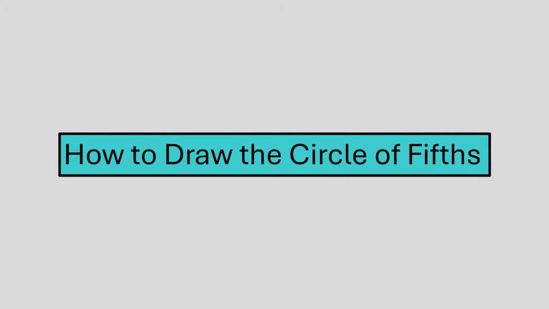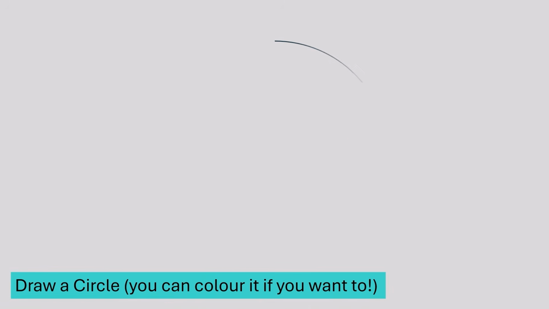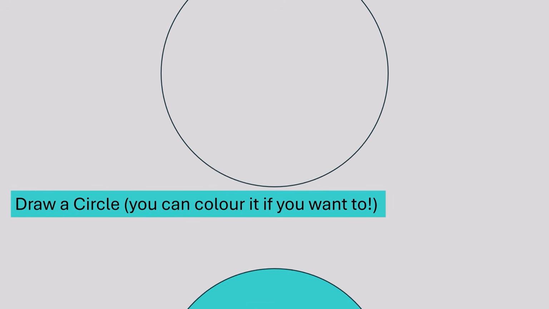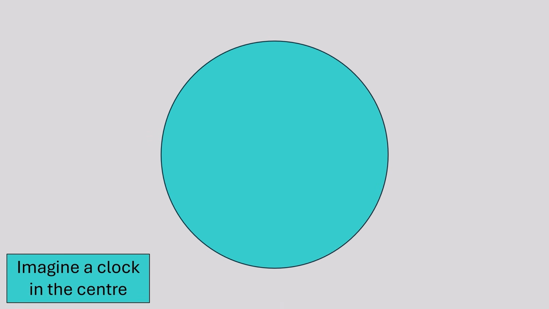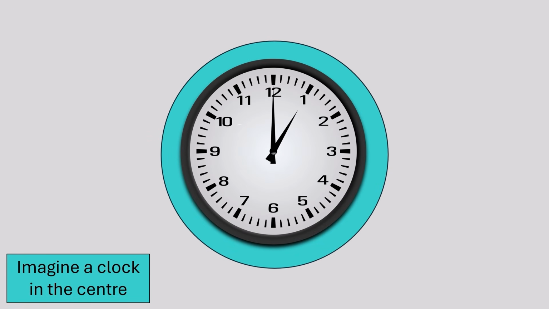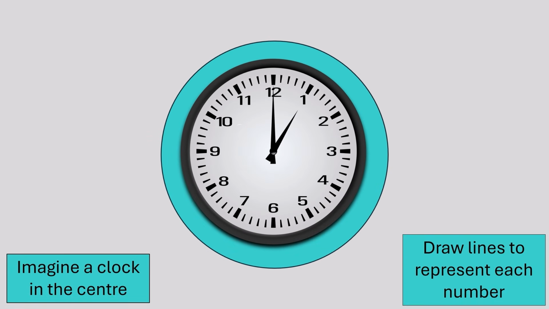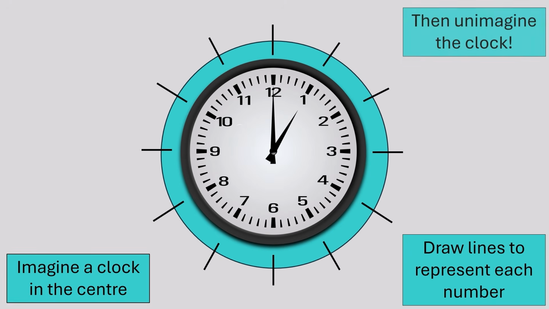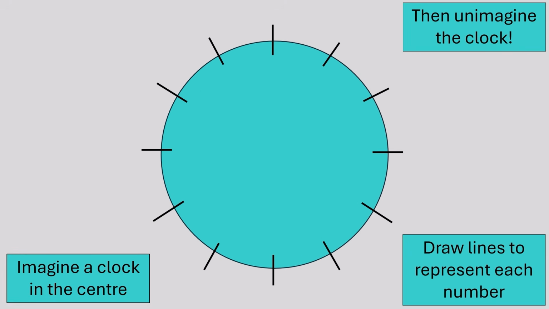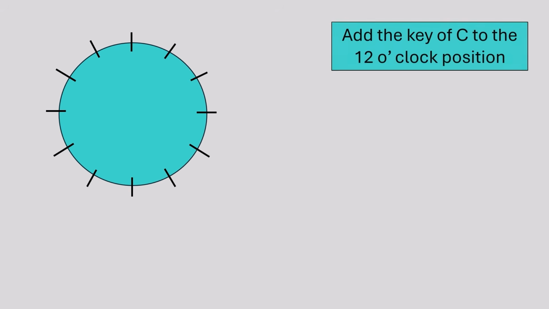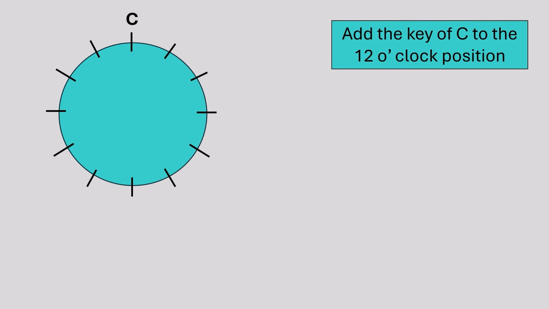So how do we draw the circle of fifths? We're going to start with a circle. We're going to imagine a clock in the centre. Draw lines to represent each number. And then unimagine the clock. Add the key of C to the 12 o'clock position.